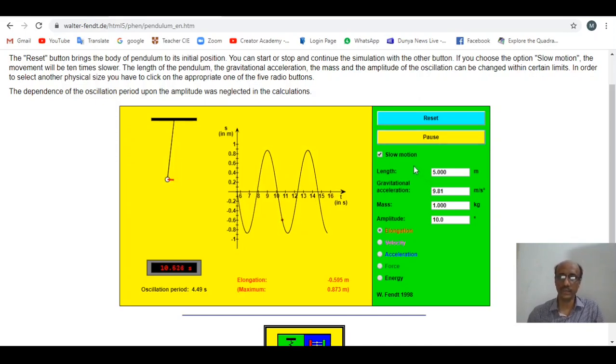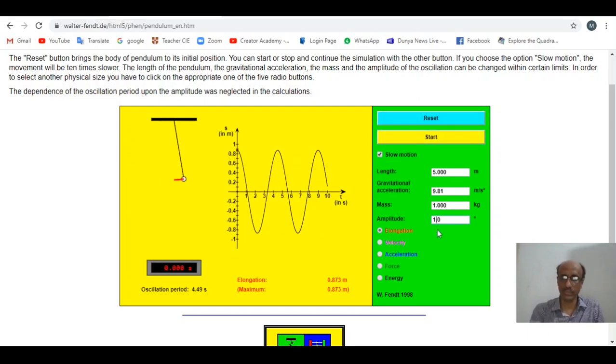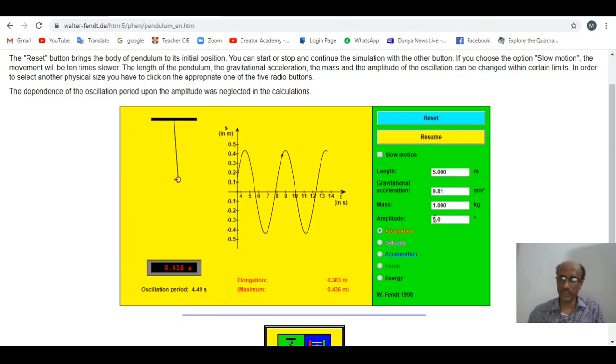This we already did in the previous animation. This one we have done, the amplitude; we can change the amplitude as well. Now let's change the amplitude. If we change the amplitude from 10 to 5, and reset it and start, it starts moving. The time period you can see is 4.49 seconds for this oscillation. So we have decreased the amplitude.